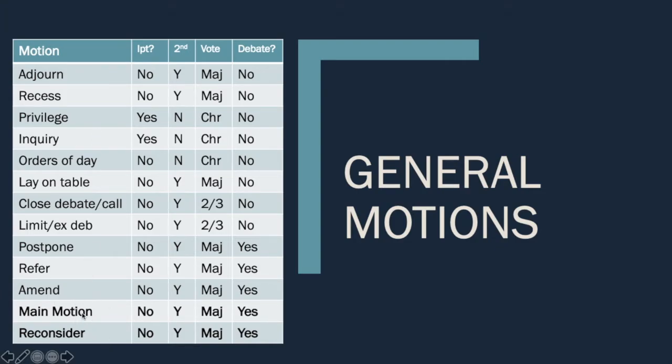The reason it's at the bottom is because the main motion takes precedence over nothing. You can only make a main motion, you can only introduce a new item of business, when there's no other business before the assembly. If there are any other main motions or any other of these kinds of motions before the forum, you cannot make a main motion, you cannot introduce something new.